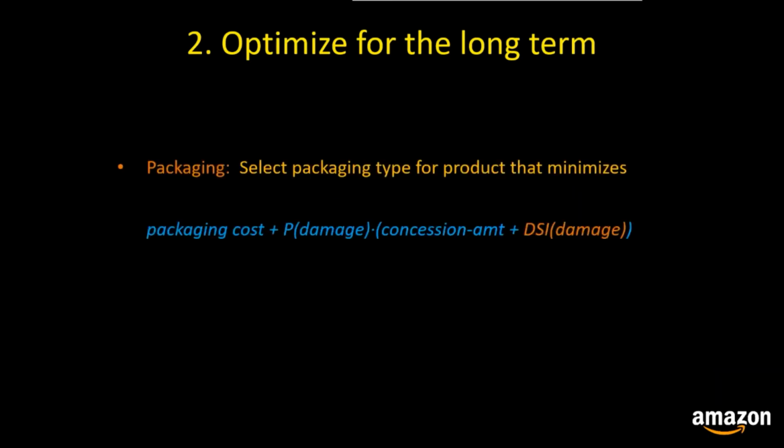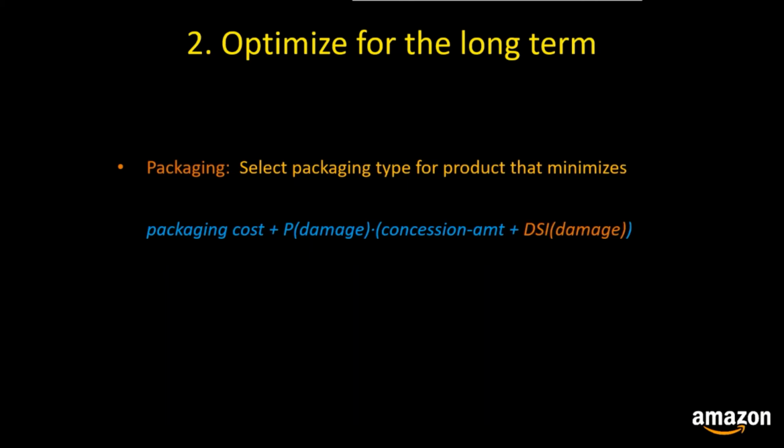Now, in the packaging equation that I showed earlier, concession costs captures the short-term costs due to product damage. So we add to it DSI damage to capture the downstream impact of damage on customer purchases. Essentially, DSI damage is the long-term reduction in profit due to damage.